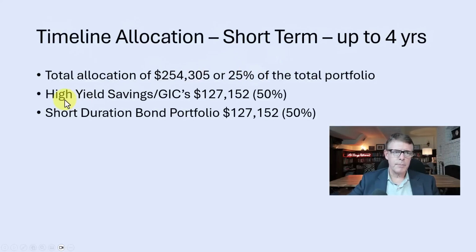It would be divided up between high yield savings and GICs. So $127,152, or 50% of this $254,000, would be to cash and GICs, and then the remaining 50% would be allocated to a short duration bond portfolio. So there's lots of different investment options to choose from to build and construct this portfolio. I know when we work with our clients, because we're an IROC investment brokerage platform, we can shop the market to get the ideal securities to build this particular component.